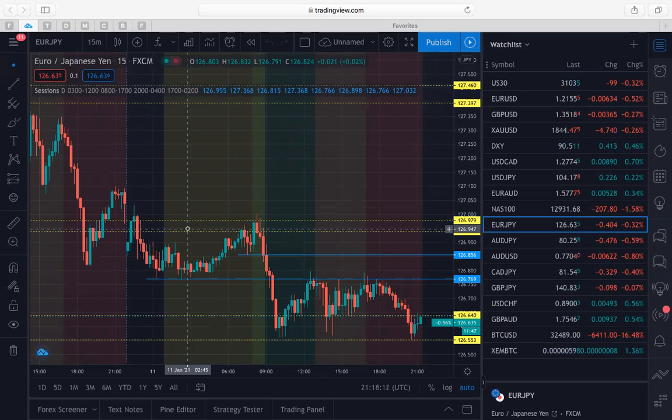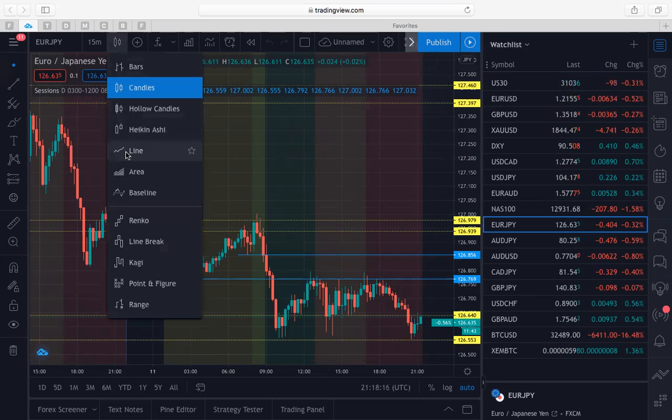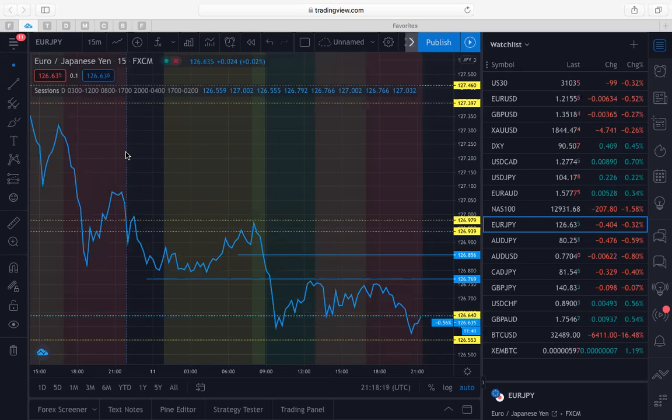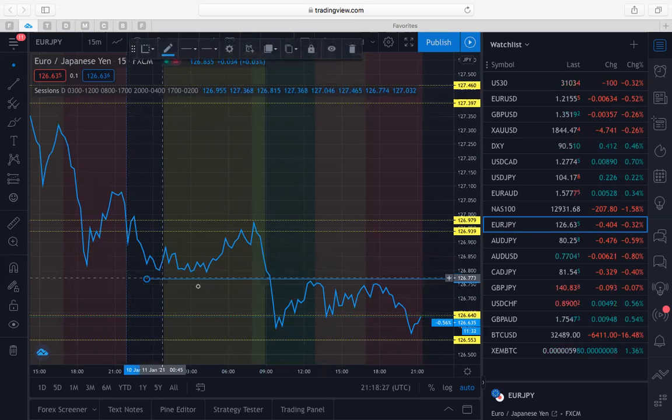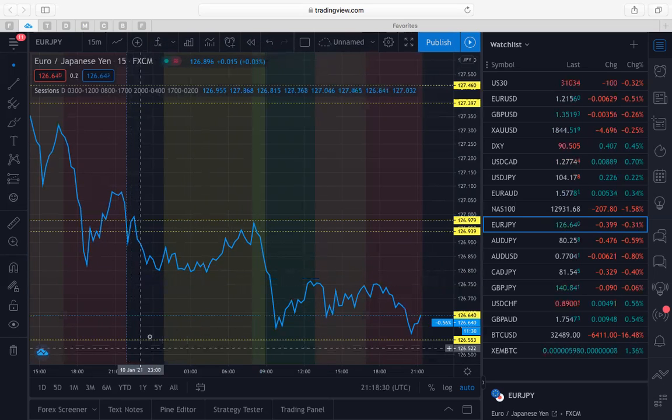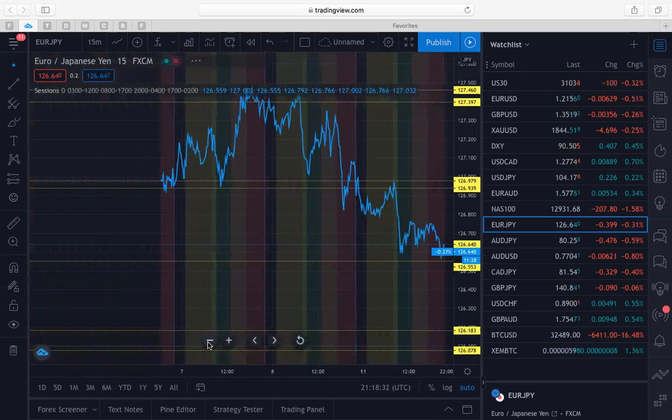If you can't find the zone easily, what you want to do is change this to a line chart. Okay, and then you will have to be using the 15-minute time frame. You use the 15-minute time frame to get your zones. Okay, so now all you have to do is zoom out.